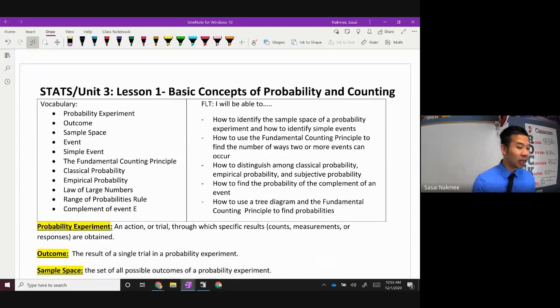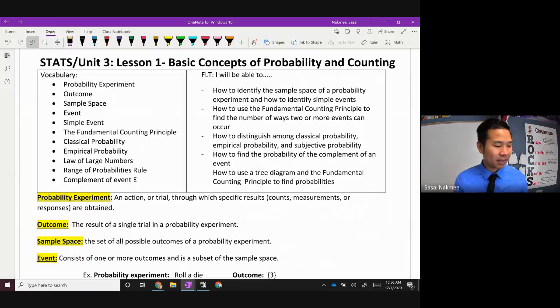There is a lot of vocabulary in this first section, but I don't want you to stress out over it. It's just what they're called, right? And when you actually go in there and start doing what it is, you'll be like, oh, this is actually really easy to understand. So let's take a look here.